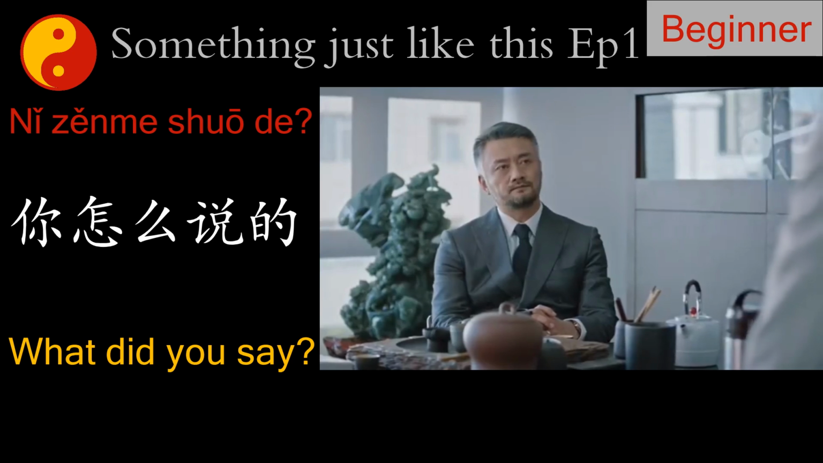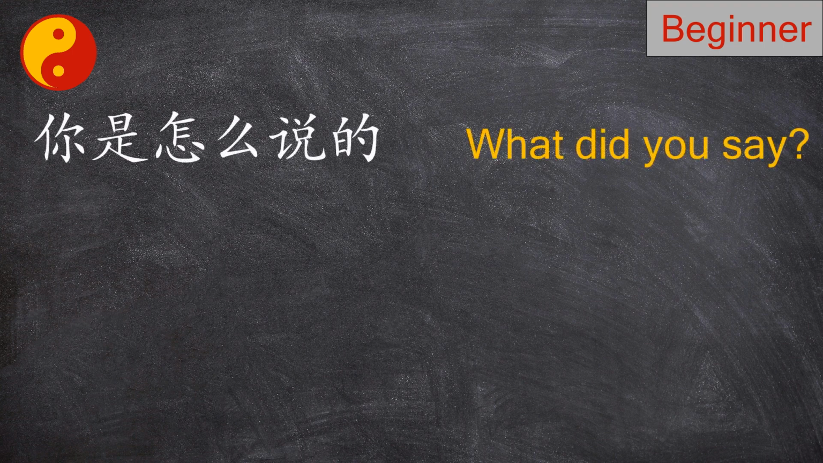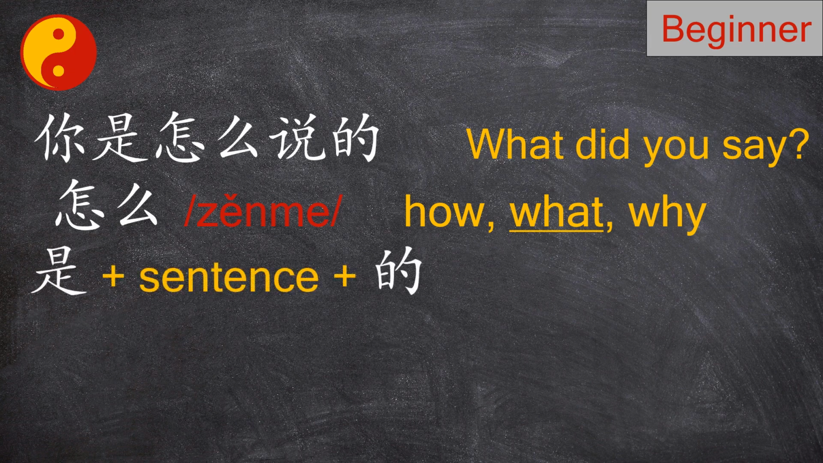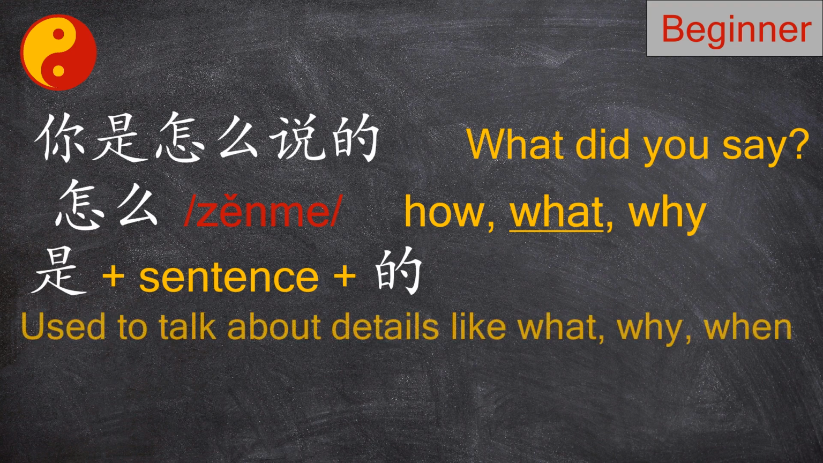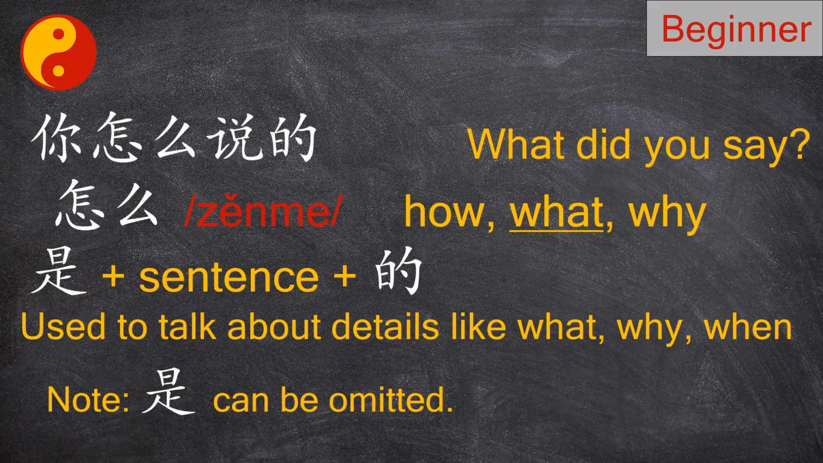你怎么说的？ 实话实说了。 你是怎么说的? What did you say? 怎么 means how, what, why. In this context, it means what. The structure of this sentence is 是 plus sentence plus the. This structure is used to talk about details like what, why, when. The note is 是 can be omitted.